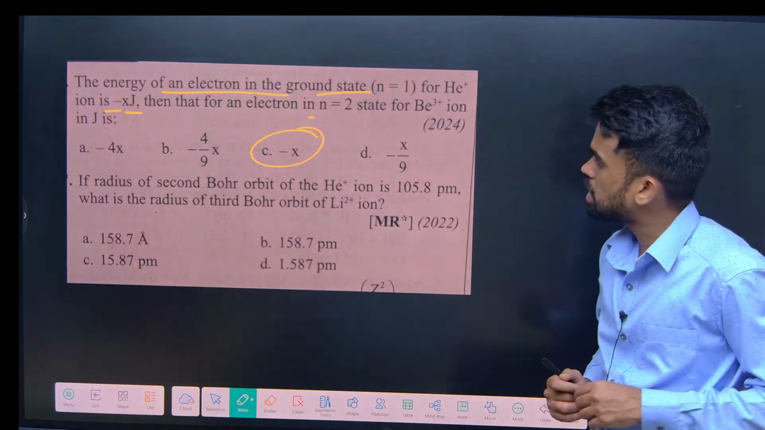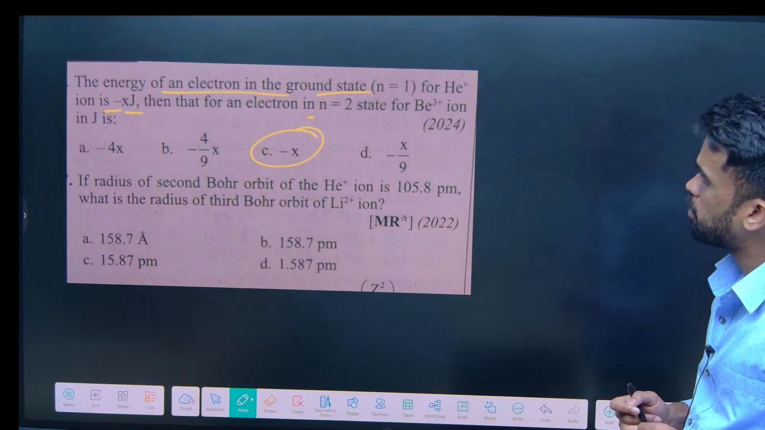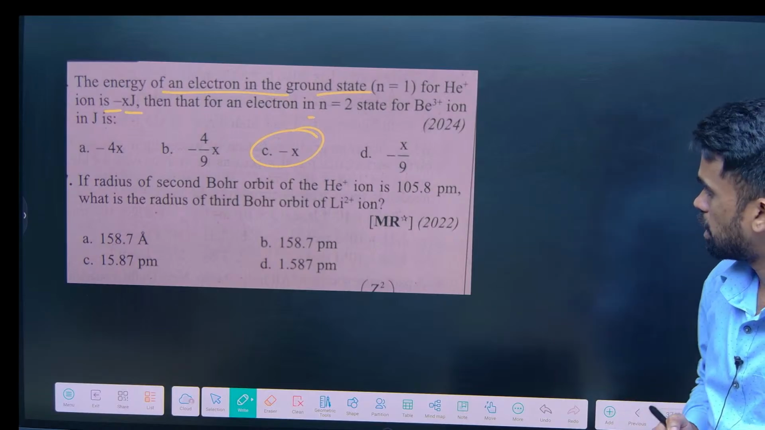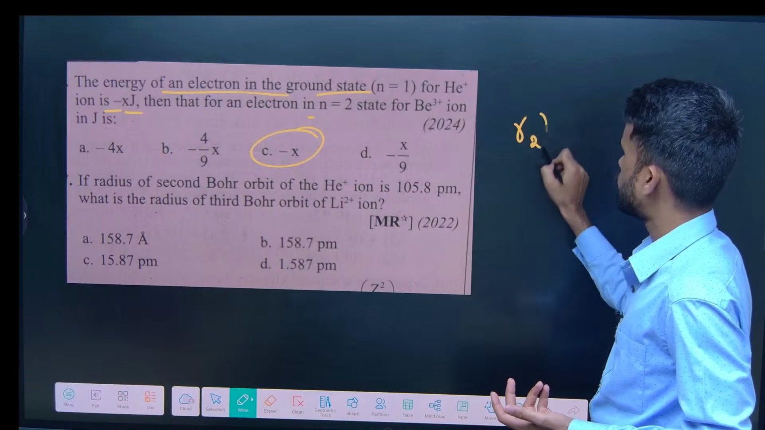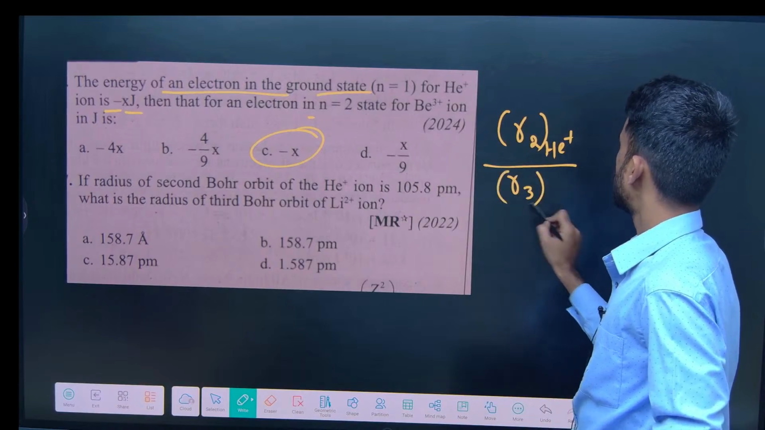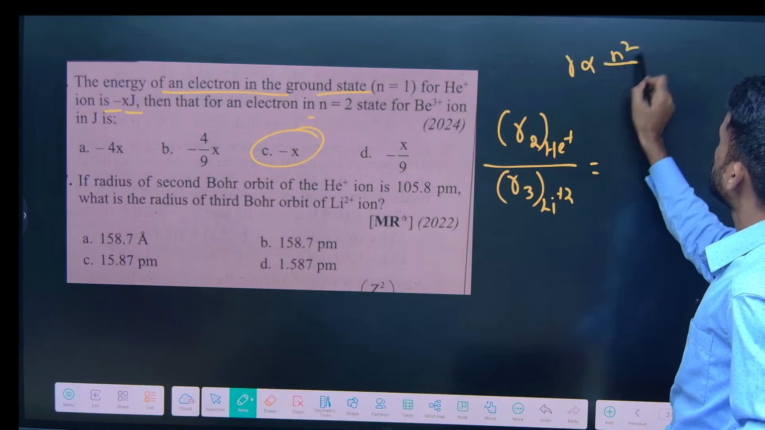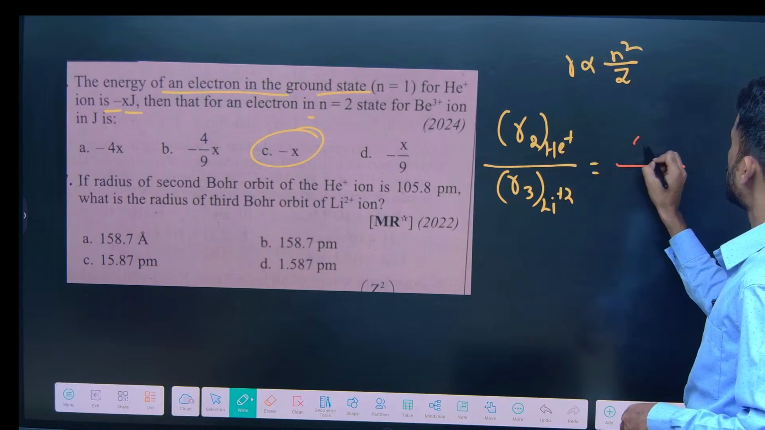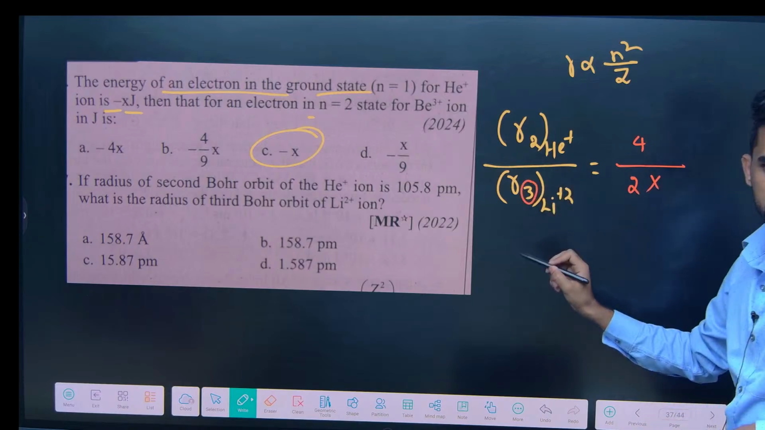Yeah, if the radius of second Bohr orbit of helium ion is this much, 105.8 picometers. So what are the radius of third Bohr orbit of lithium plus 2? 158.7. Yeah, 158.7. How to do this? It's very easy again. So R2 of helium plus, R3 of lithium plus 2. This is radius is directly proportional to n square, inversely proportional to z. So I can say here n square for helium is 2 square 4, and z value for helium is 2. Okay, for this it is n square is 3 square 9.